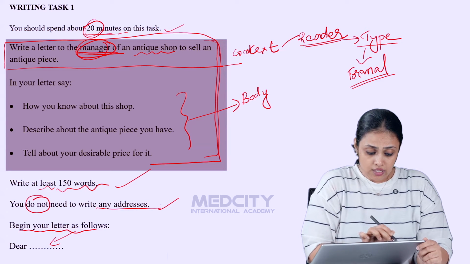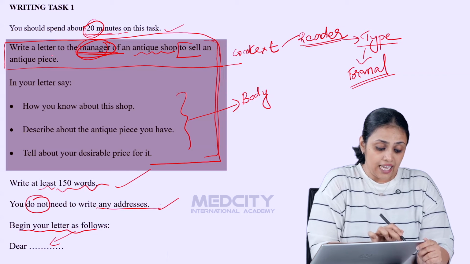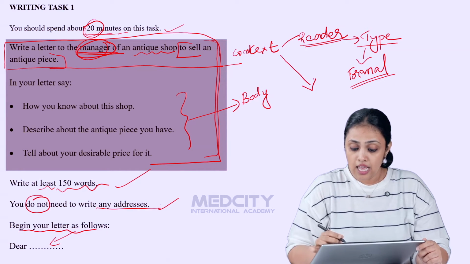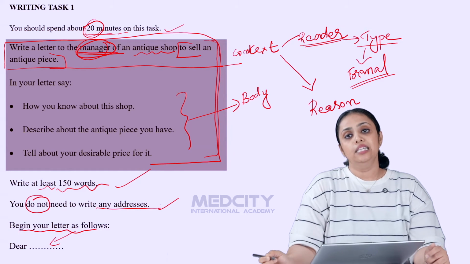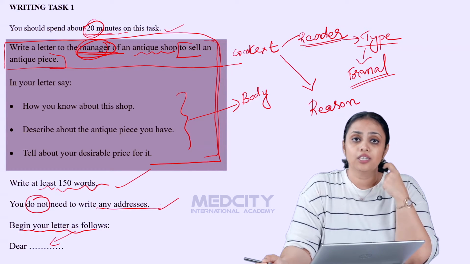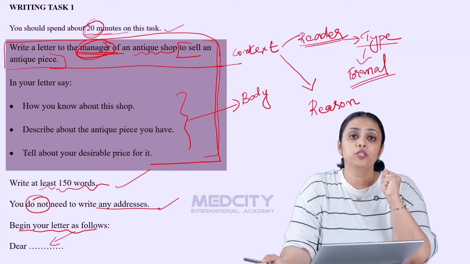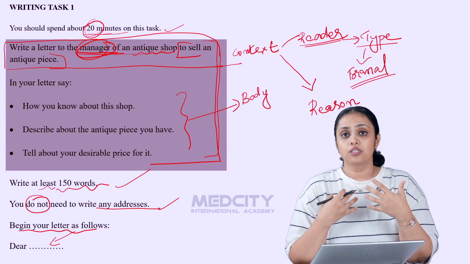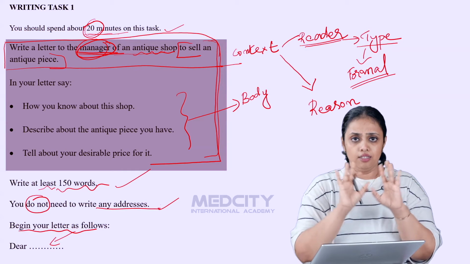And what is next? Write a letter to the manager of an antique shop to sell an antique piece, which means that from the context you understood who the recipient is and you also understand the reason for writing the letter. Why are we writing this letter? These are the two aspects that we get from this contextual information. To whom are we writing the letter and what is the reason or purpose of writing the letter? So here we understand that we are writing to the manager of an antique shop because you need to sell an antique piece. Okay.